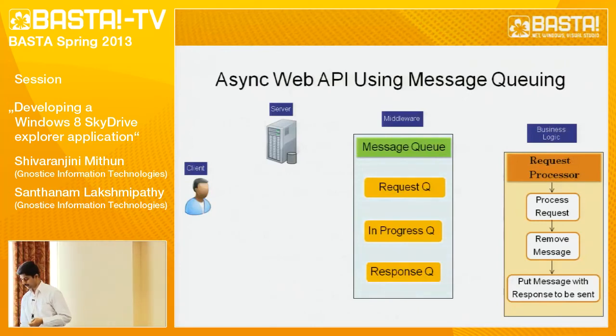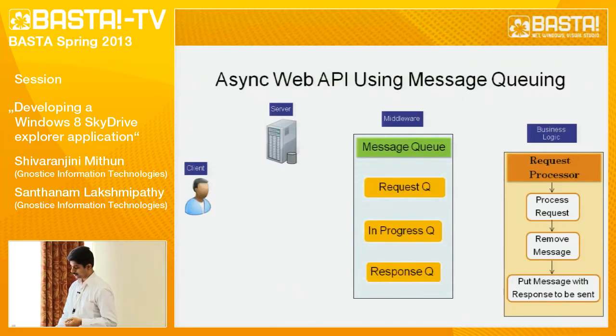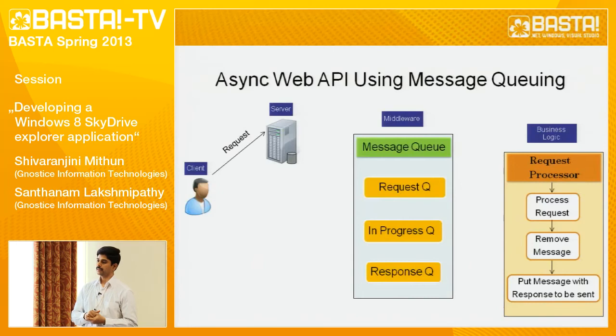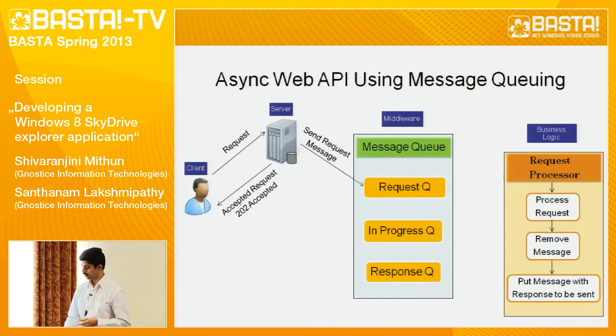This picture shows how an asynchronous web API works using message queuing. Here we have the client, the server, and the message queue as the middleware, and the request processor as the business logic. As soon as we start the request processor, it starts listening to the request queue. As soon as the client sends the request, the server sends the request message to the request queue, and immediately acknowledges the client, specifying that the request has been accepted for processing.